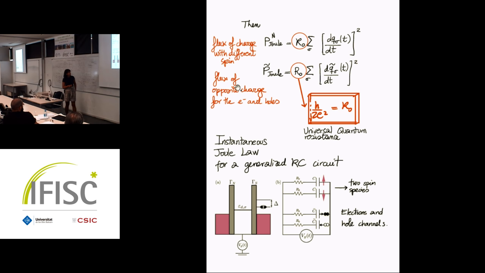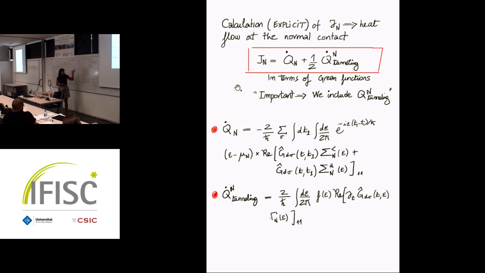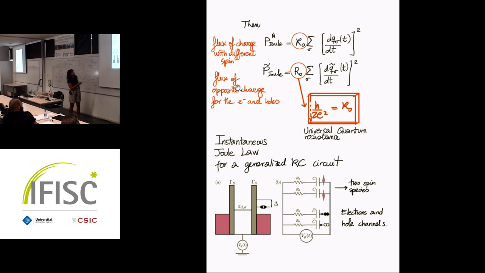And the anomalous part, in which you have the anomalous propagator that contains the pairing of two electrons or two holes, is represented by this other part of the circuit, in which now C is a capacitance that we call anomalous capacitance, because it takes into account this pairing. So, okay. For the moment, we have obtained this instantaneous law for the Joule heating that is composed of two contributions.